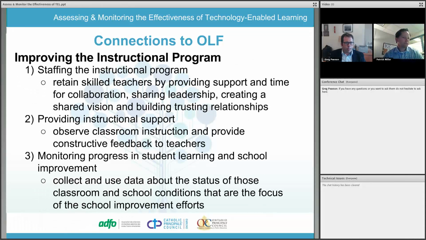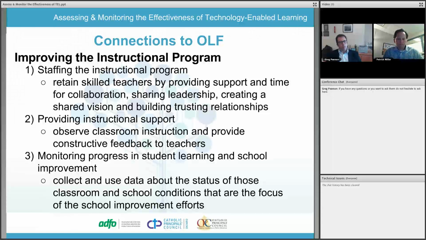The second quick connection is, of course, the instructional program. Part of it is, as digital leaders, connected leaders, hopefully we're able to retain those skilled teachers. We're not driving them away looking for greener pastures at other schools. We want to make sure that teachers are in a collaborative environment, that we have distributive or shared leadership, and that we are sharing the vision, and not just our own vision, but building the capacity of our staff to create that collaborative vision for the entire school.